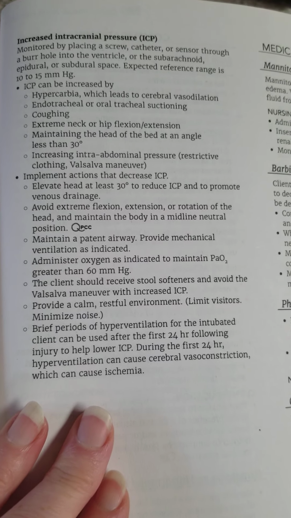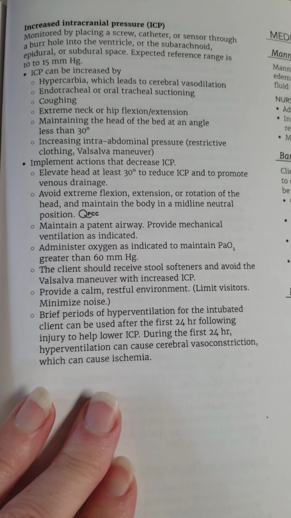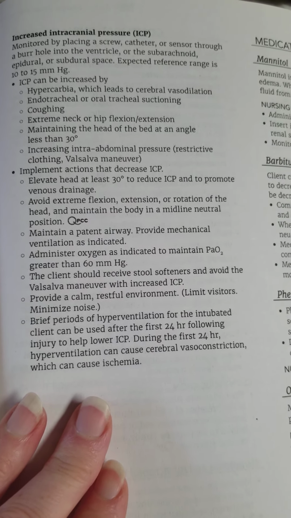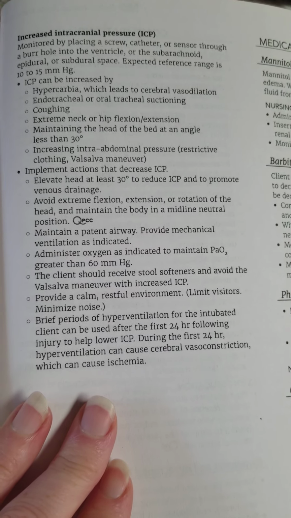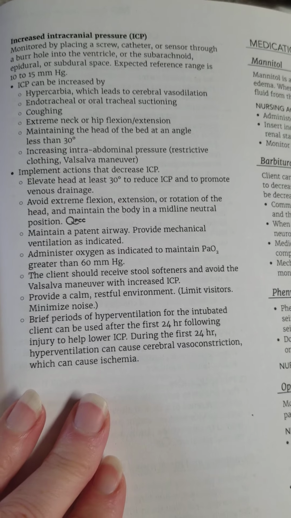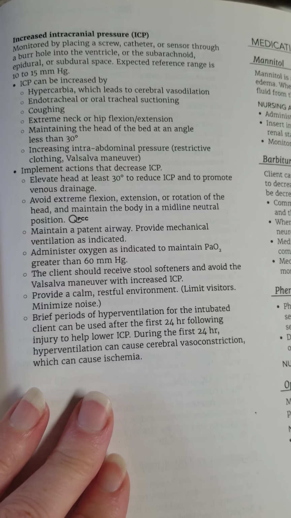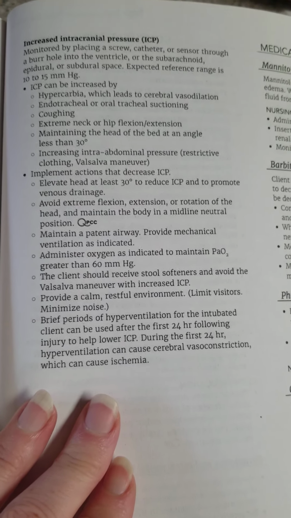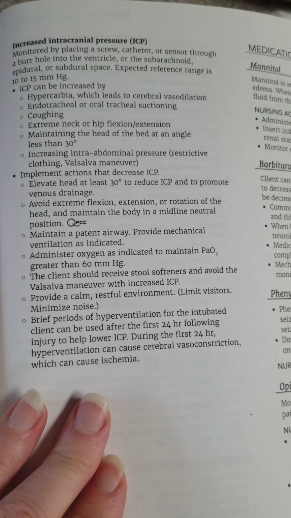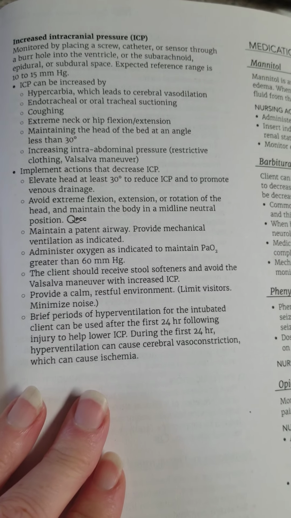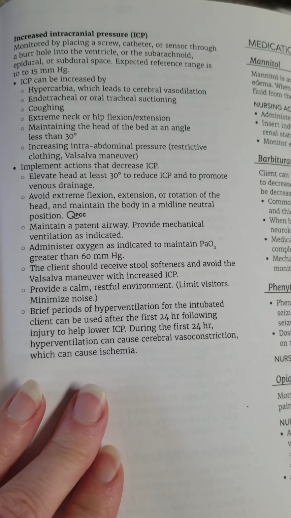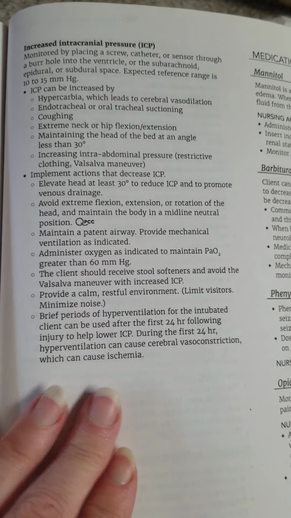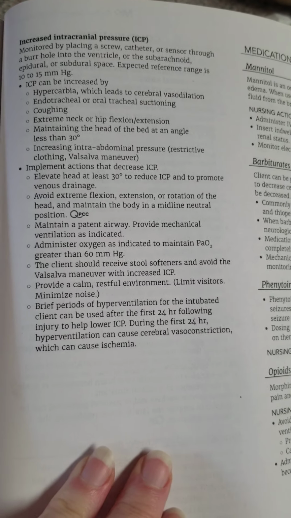Implement actions that decrease ICP. Elevate head at least 30 degrees to reduce ICP and to promote venous drainage. Avoid extreme flexion, extension, or rotation of the head, and maintain the body in a midline neutral position. Maintain a patent airway, provide mechanical ventilation as indicated, administer oxygen as indicated to maintain PaO2 of greater than 60 mmHg. Remember, normal is 80 to 100.